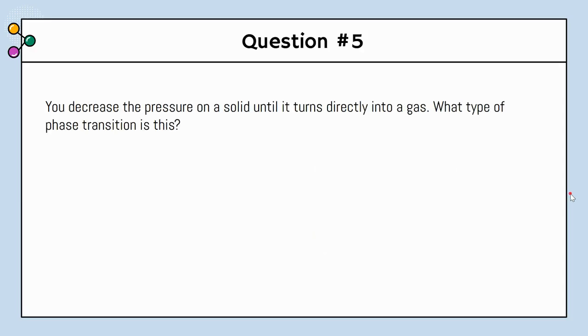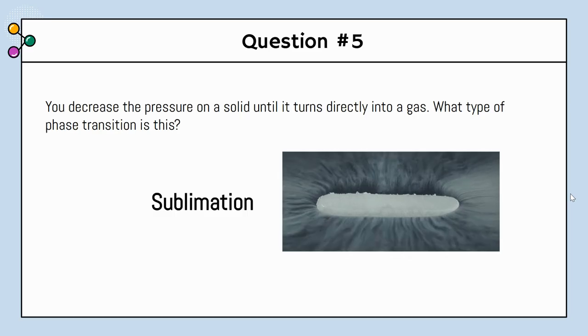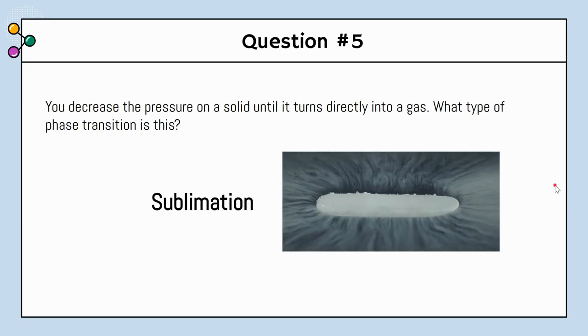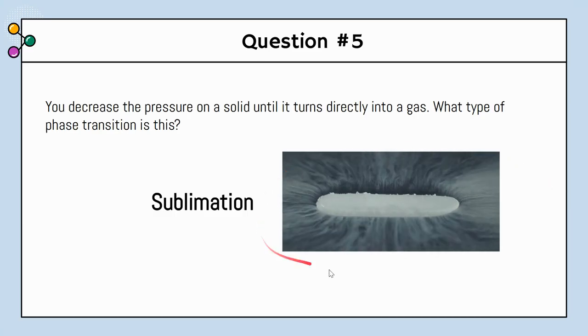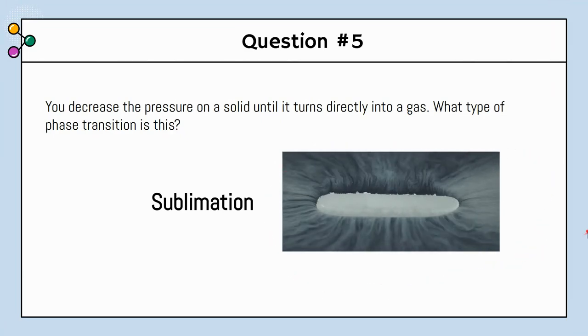And last question on the phase transitions. Let's say you decrease the pressure on a solid and it's going to turn directly into a gas. The solid is becoming a gas. What is that phase transition? So that phase transition we call sublimation. The solid is going directly into a gas, as we can see here with this piece of dry ice.